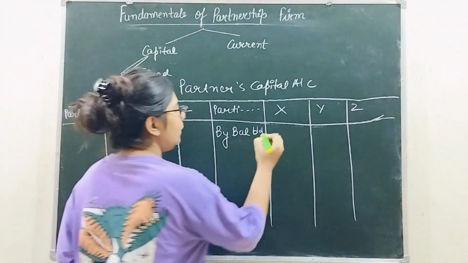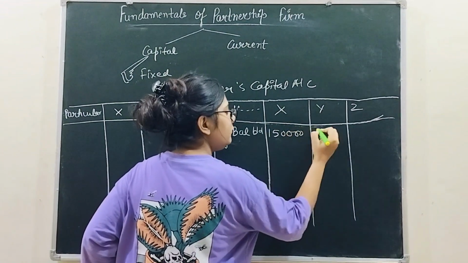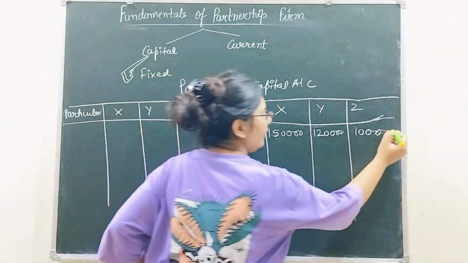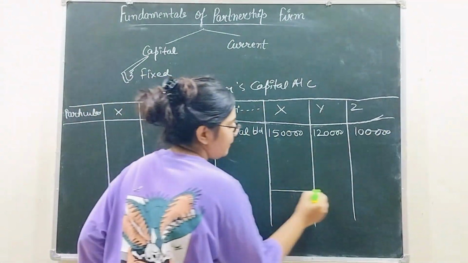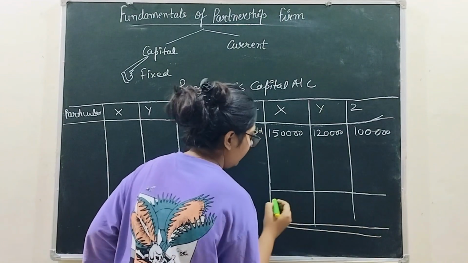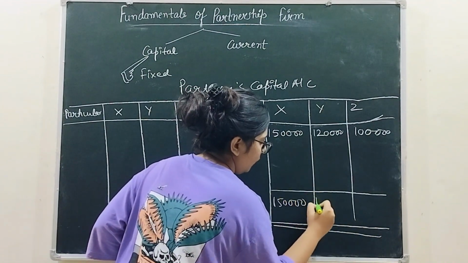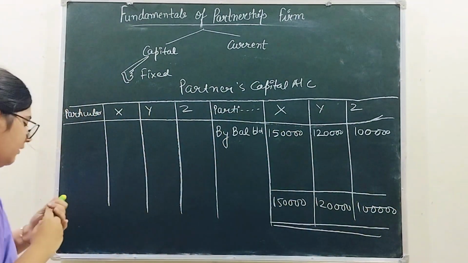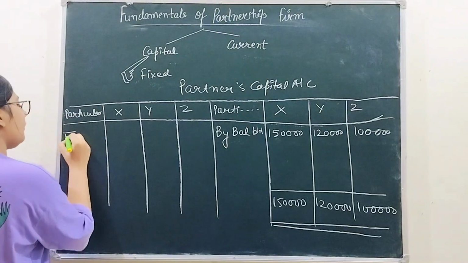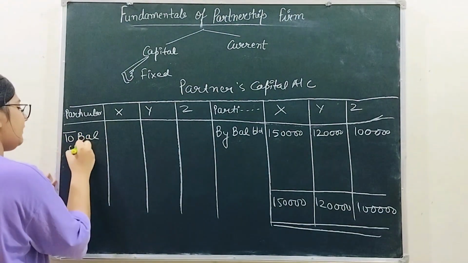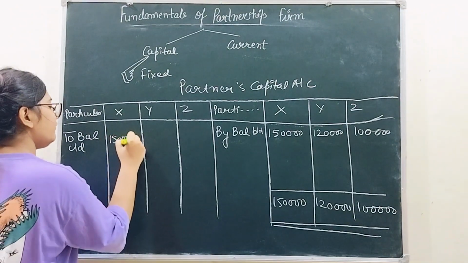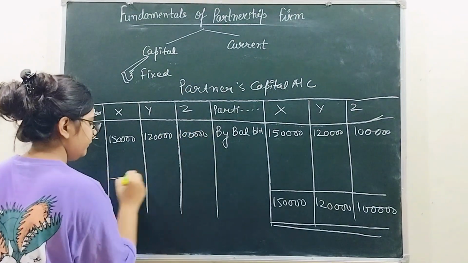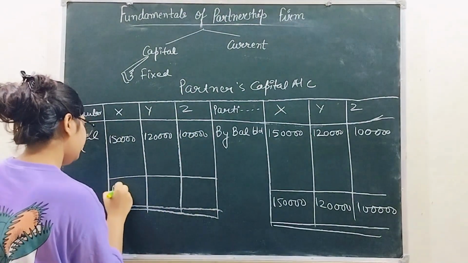150, 120 एंड 1 लाख। राइट। उसके बाद आप सिंपली अपने अकाउंट को कर देते हो क्लोज, ठीक है। 150, 120 एंड 1 लाख, right? After this, you are going to write this balance carried down 150, 120 and 1 lakh. This is how we close the account.